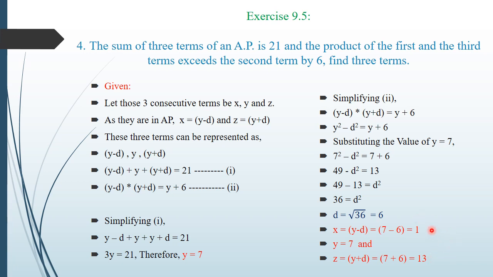Now you can verify whether our answer is going to be correct or not. If I add these three terms, you can see here 13 plus 7 is 20, plus 1 is 21. Sum of these three terms is 21. So we have verified the first statement.